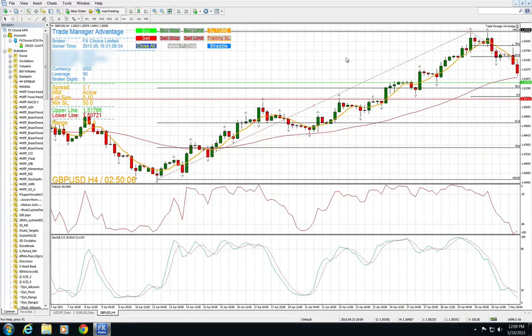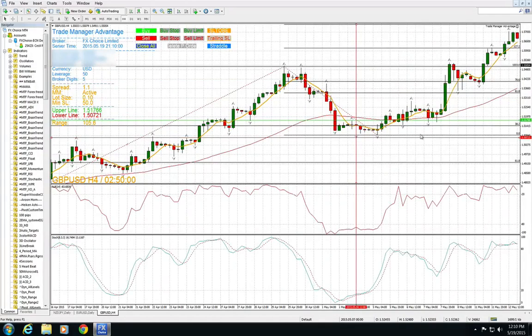We'll measure based on a Fibonacci retracement. We'll measure from low to high. And then we're looking at where this market retraced to. Well, we can see here the market retraced right around to the 38.2% area.